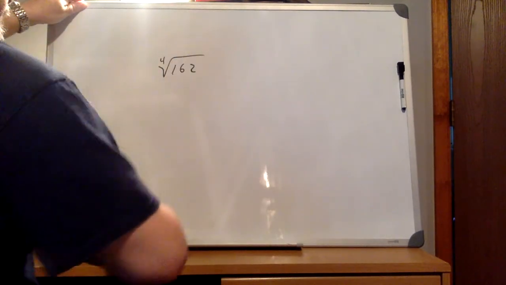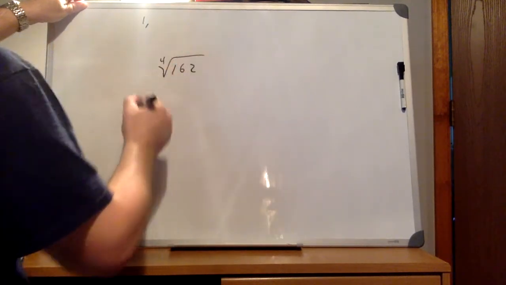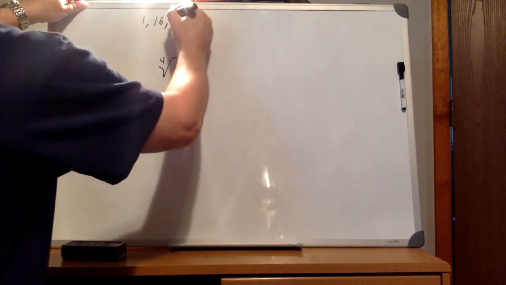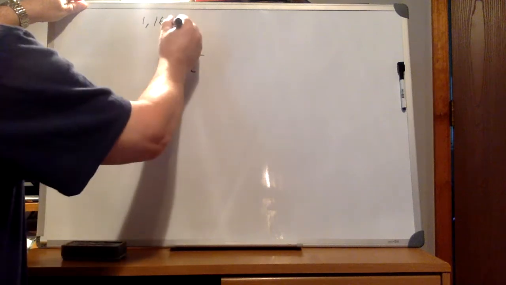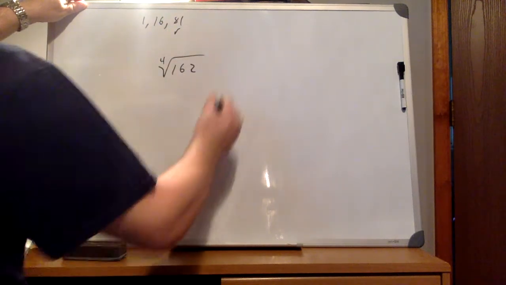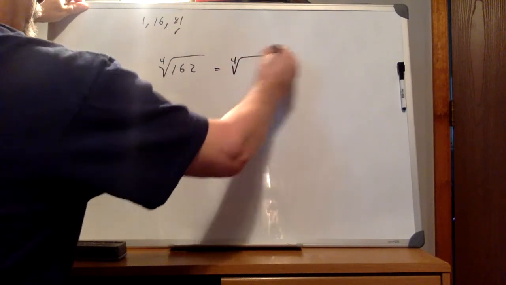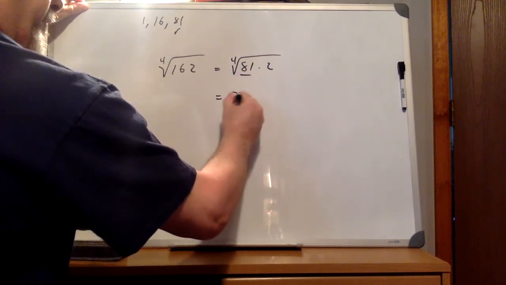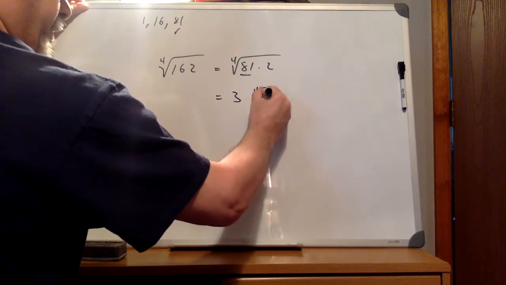So again, 1 to the fourth power, I don't really need it. 2 to the fourth power will be 16. And 3 to the fourth power is 81. And I think, bingo, I hit it there, right? I make this 81 times 2. The fourth root of 81 is 3. And it's times the fourth root of 2.